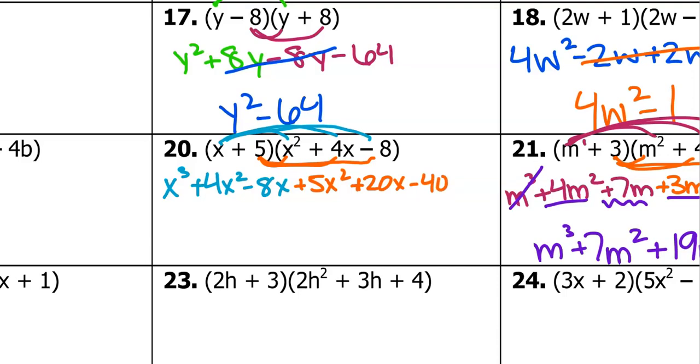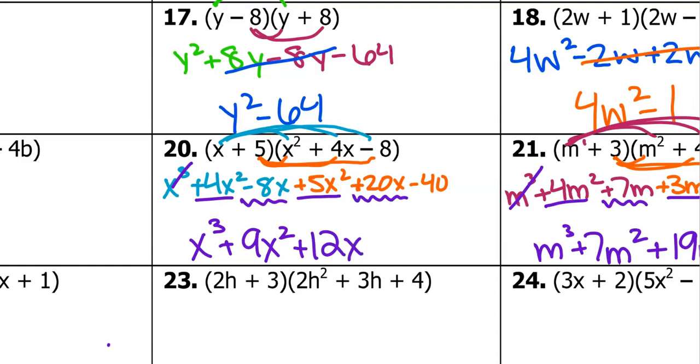Jaden, you want to pick a number? 3. Miranda. Woohoo! All right. Now combine like terms. Yep. Mm-hmm. And then minus 40. Beautiful. Good job.